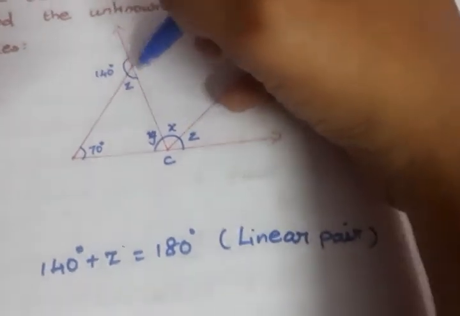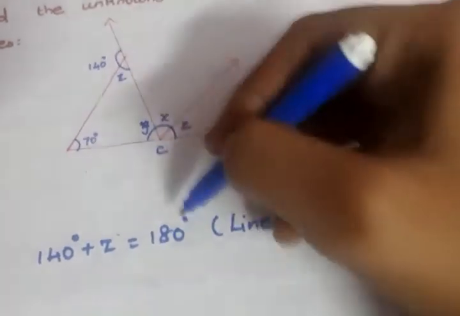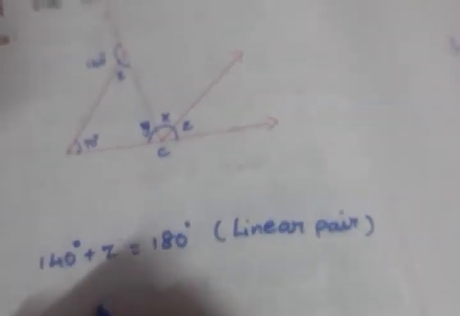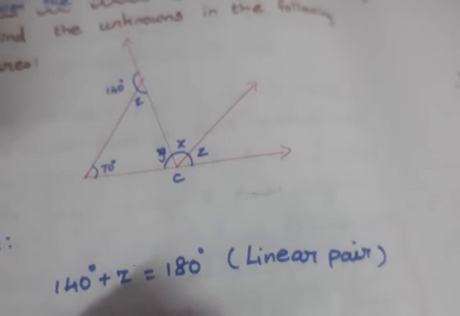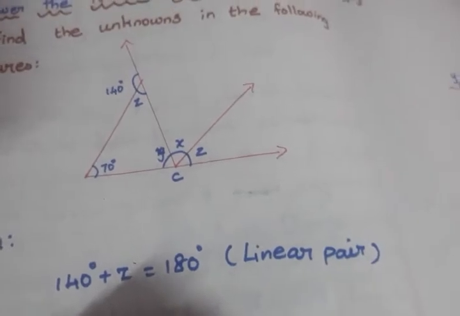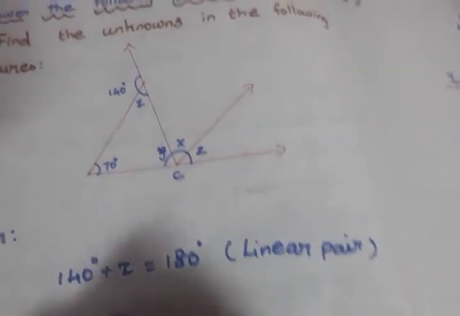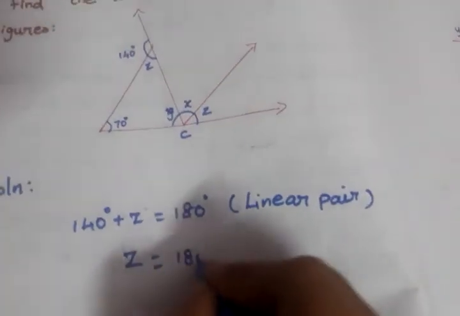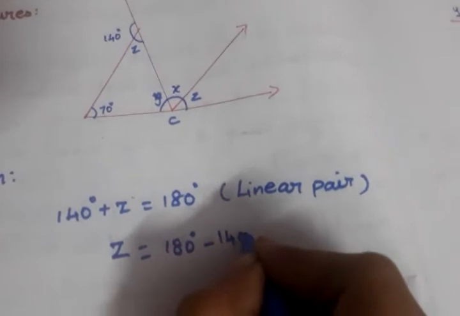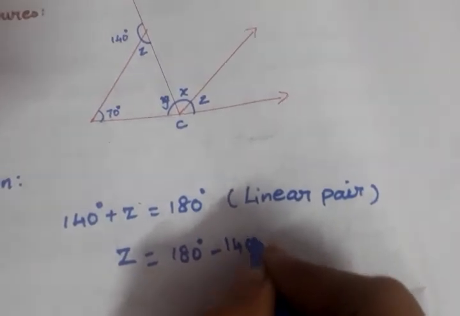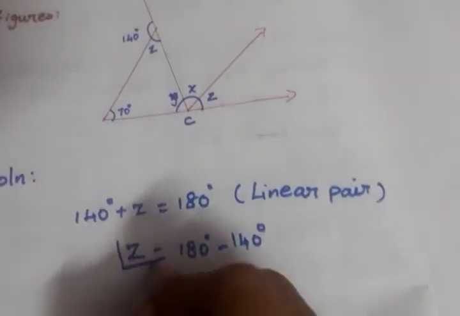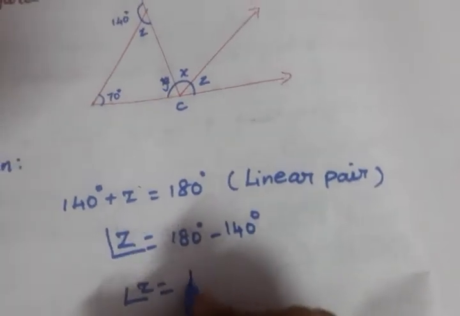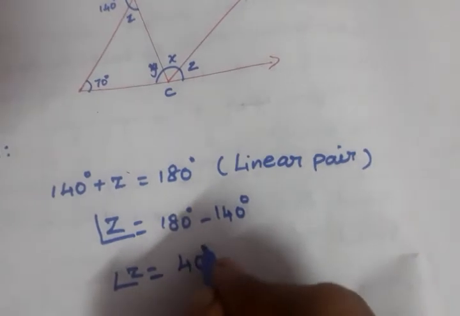So 140 plus z. So adjacent angles, sum of the angles is 180 degree. So find the value of z. Plus 140 degree transpose to minus 140 degree. Z equal to 180 degree minus 140 degree. Angle z is equal to 40 degree.